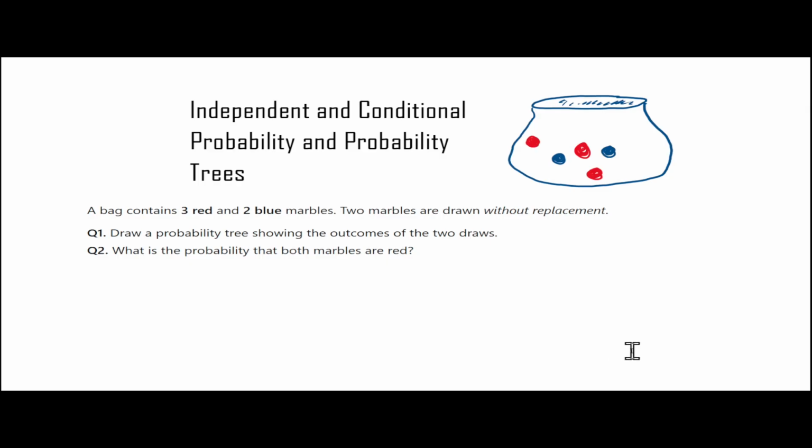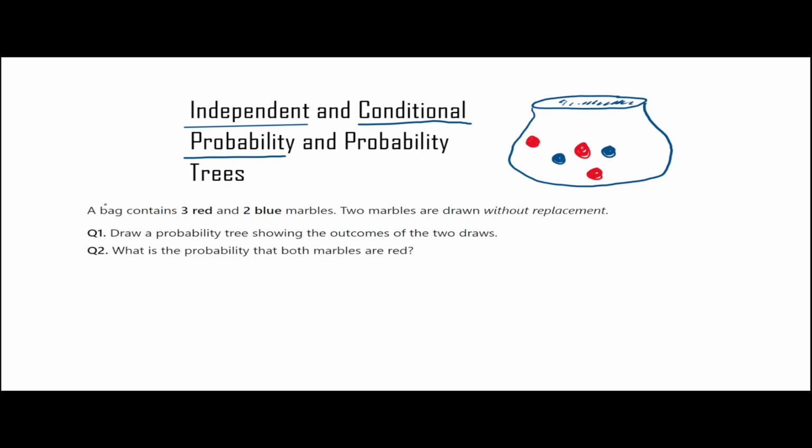In probability, independent means that the probabilities do not change. The probability of something happening is the same regardless of anything else that happens. Conditional probability is the opposite. Conditional probability means that the probabilities do change depending on something else happening.